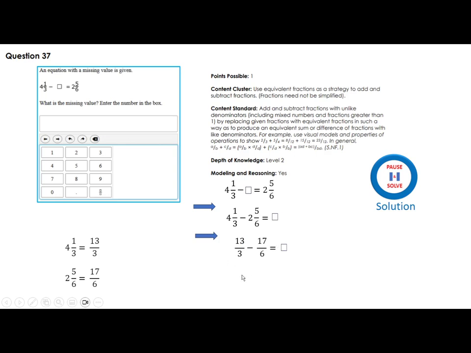Now I need to make a subtraction. I can't do that because I don't have the common denominator. So I can make this 6 by multiplying 2 and 2 here. So 13 times 2 is 26 over 6 minus 17 over 6. That's 9 over 6, which is 3 over 2, which is 1.5. Okay?